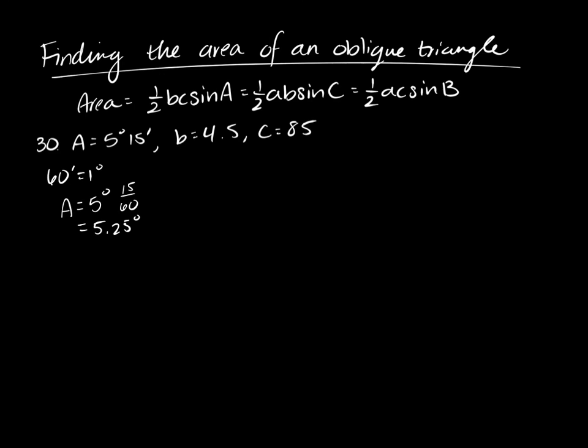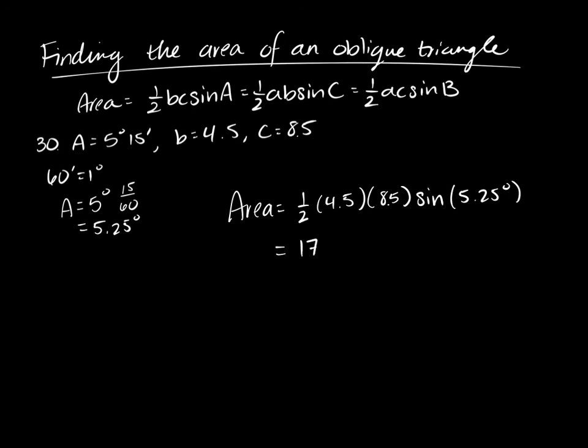Okay, I notice I'm given angle A, side B, side C, so I'm looking at this first one here because it's looking at angle A, side B, side C. So area will be 1/2 times 4.5 times 8.5 times sine of 5.25 degrees. Plug that all into my calculator and I get 17.50.